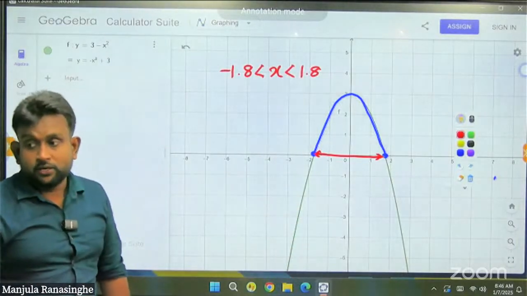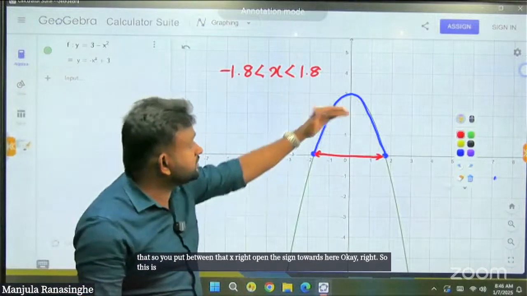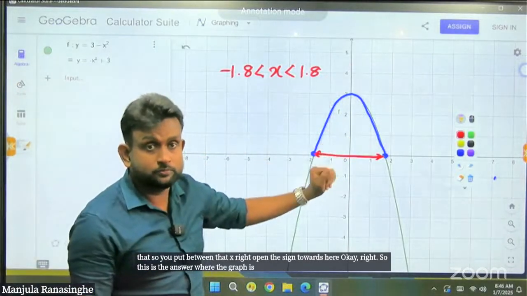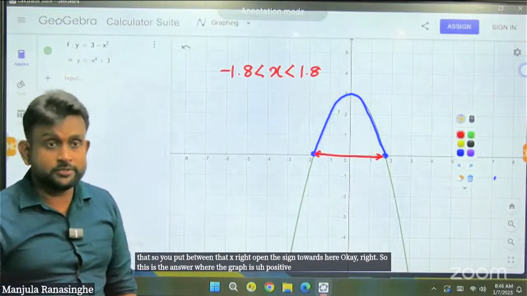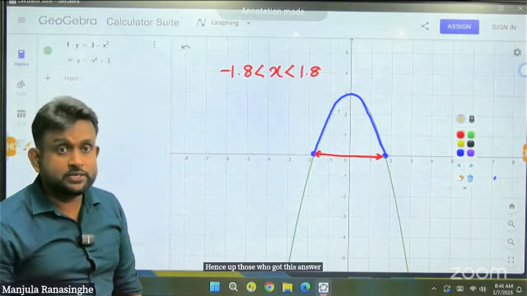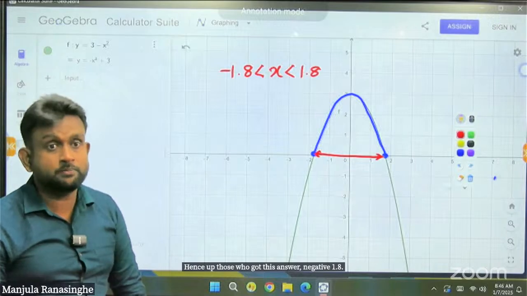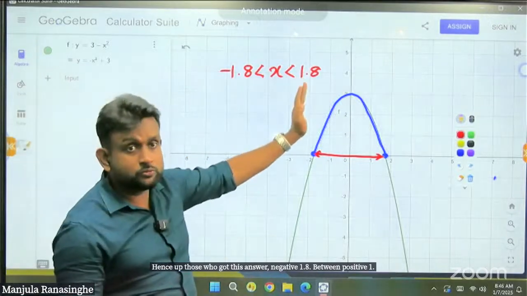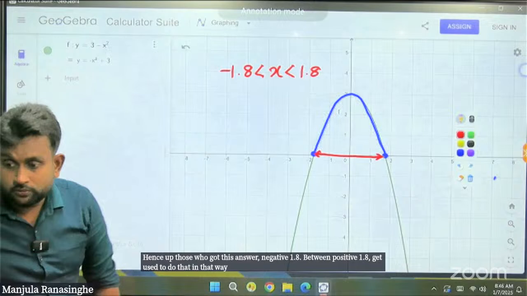Okay, right. So this is the answer where the graph is positive. Hands up those who got this answer: negative 1.8 less than x less than positive 1.8. Get used to doing it that way.